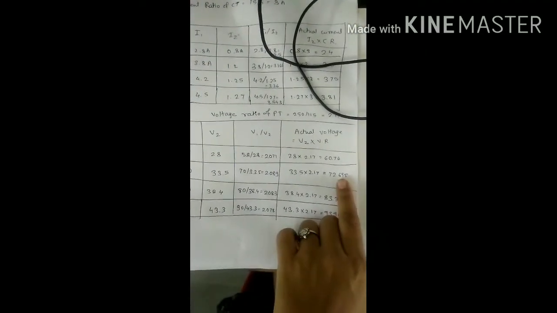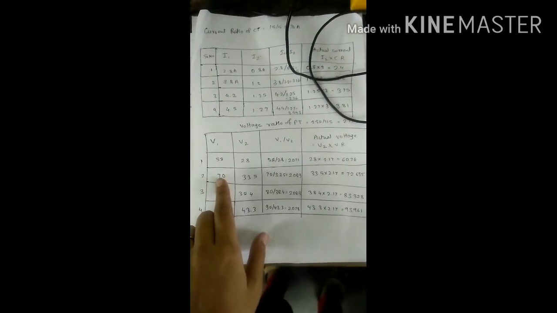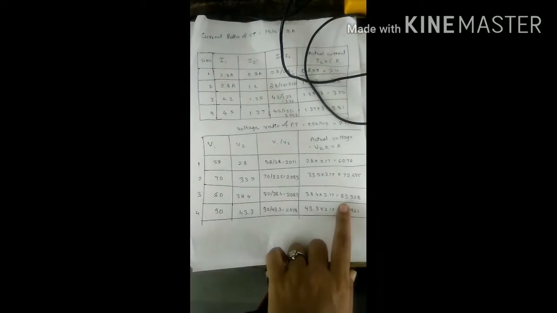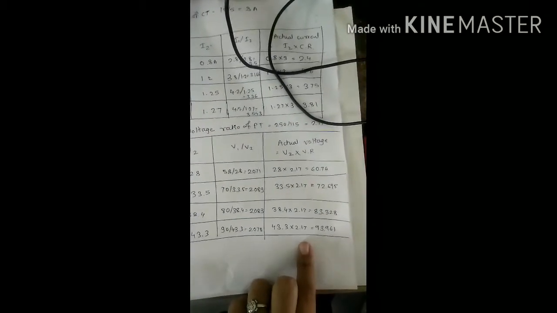In this also you can see 72 and this is 70, and third is 83.3, which is approximately equal to 80, and next is 93, which is also approximately equal to 90. So by using the low range voltmeter we can measure the high value of voltage which is in the primary.